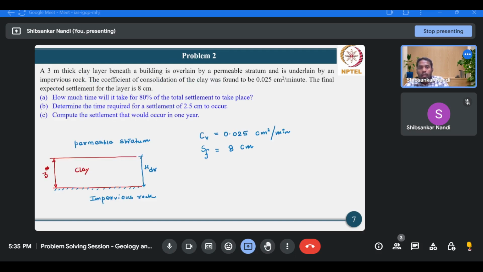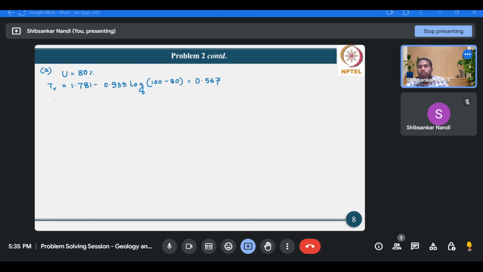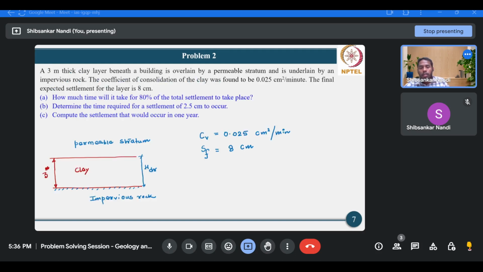Okay. Now, your TV is CVT by HD square. So rather, let me first establish a relationship between TV and T.